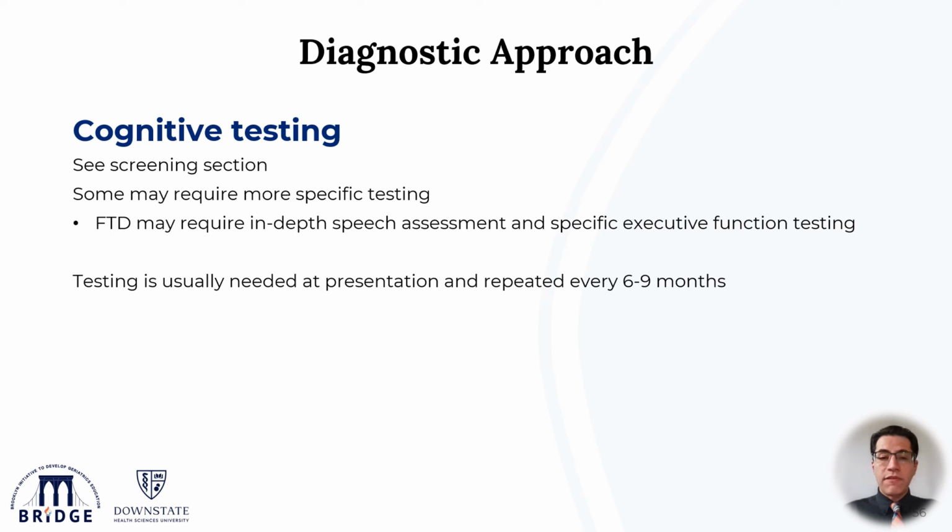Cognitive testing, you may refer to the screening section in this module. Some may require more specific testing. For example, in frontotemporal dementia, they may require an in-depth speech assessment and a specific executive function testing to rule in or rule out. Testing is usually needed at presentation and is preferably repeated every 6 months, 9 months, and sometimes once a year.